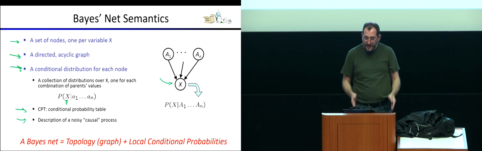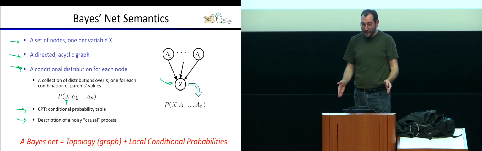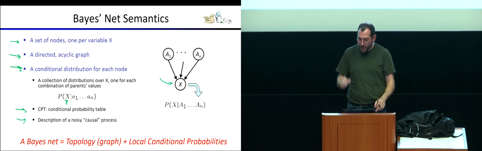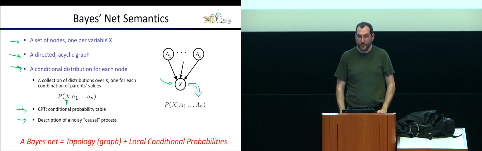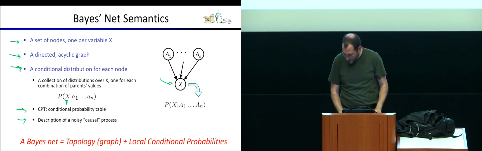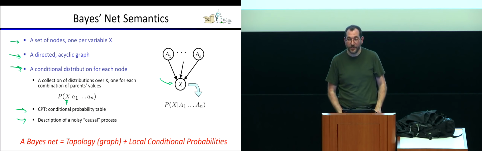Okay, so a Bayes net is a topology, meaning a graph, plus all the little local conditional probabilities that live inside the nodes. Okay, we'll see some examples, and then we'll build one of our own. Any questions?